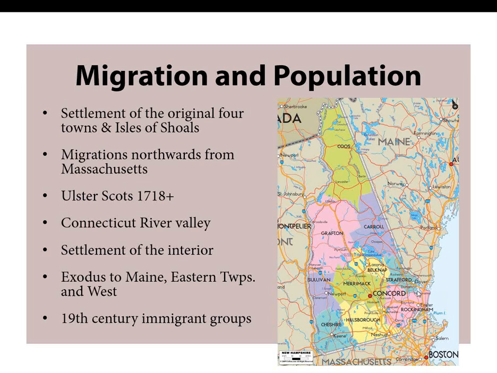So the settlement of the original four towns, as I'd mentioned, the towns of Portsmouth, Dover, Exeter, and Hampton, occurs in the 1630s. So does settlement of the Isles of Shoals. Now, a lot of the migration takes place northward, right out of Massachusetts.